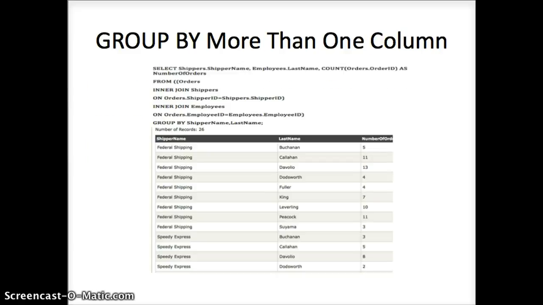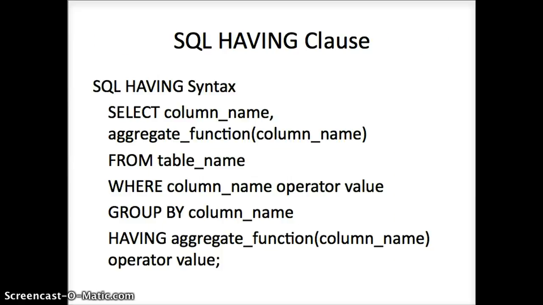Next example: we can also use the GROUP BY statement on more than one column, like this. SELECT Shippers.ShipperName, Employees.LastName, COUNT(Orders.OrderID) AS NumberOfOrders FROM Orders INNER JOIN Shippers ON Orders.ShipperID = Shippers.ShipperID INNER JOIN Employees ON Orders.EmployeeID = Employees.EmployeeID GROUP BY ShipperName, LastName.